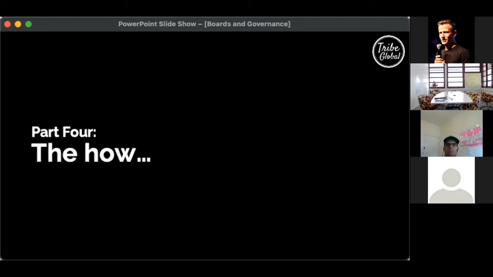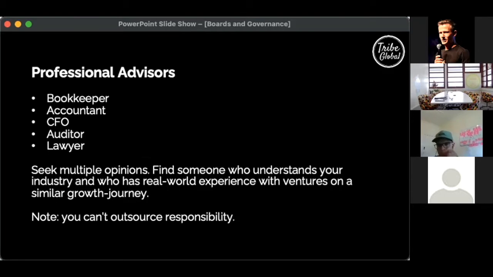But now moving into how we put into place good governance practices. And I'm going to touch on those, when I described governance at the start as systems, processes, structures, behaviors, I'm going to touch on each category of those in terms of good governance mechanisms. So starting with having professional advisors around you.